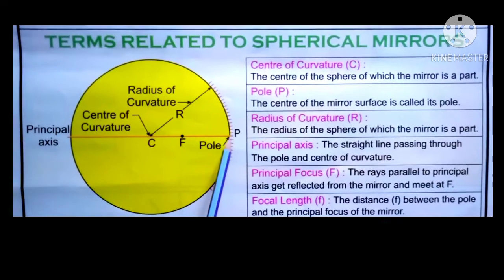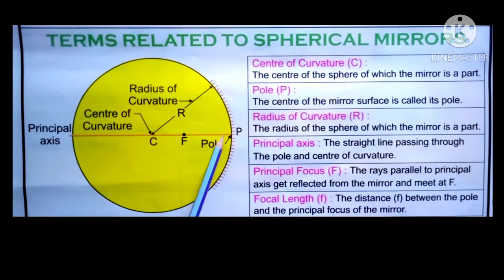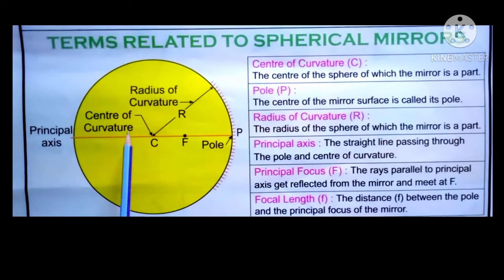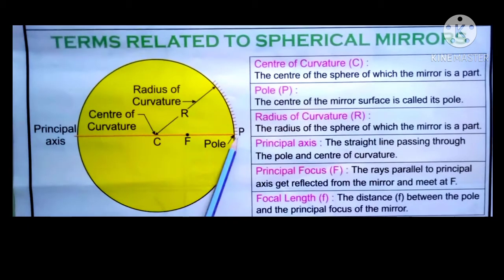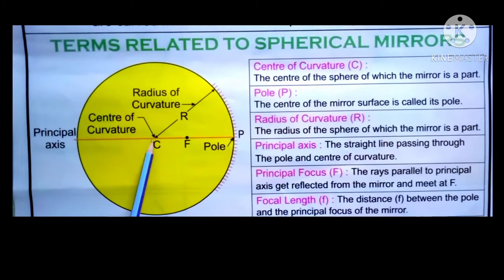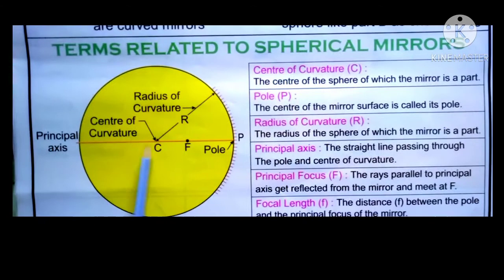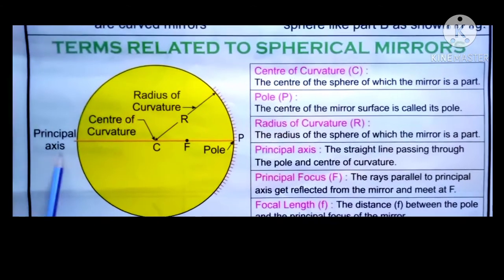Let's see in the diagram as I have explained to you. The line which is passing through the pole, this P, and the center C, center of curvature, this line is known as principal axis.